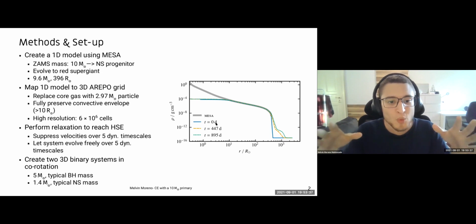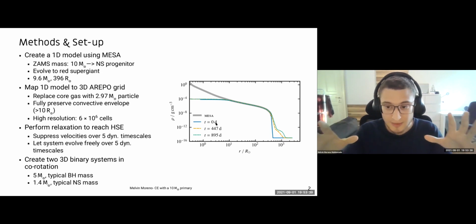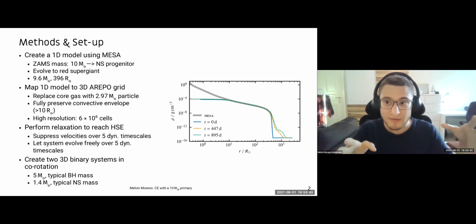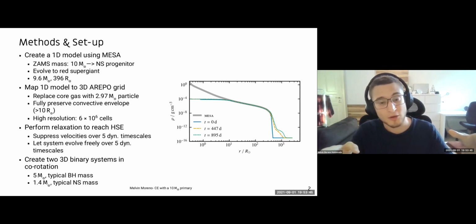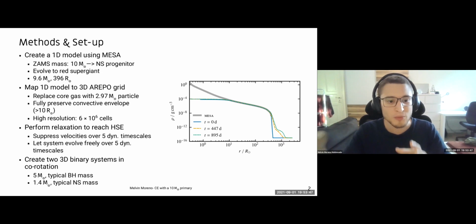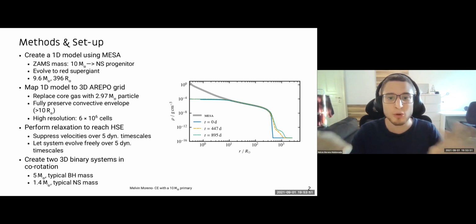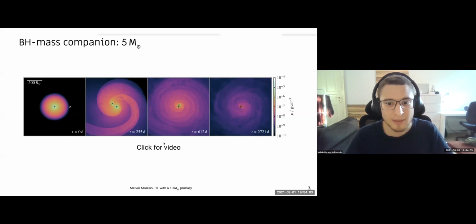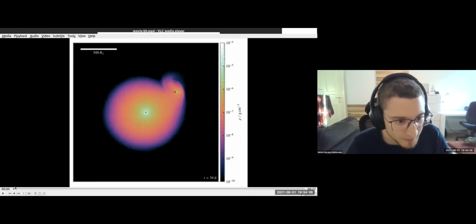And now we take this star and we create 2 binary systems, one with a 5 solar mass companion, which is a typical black hole mass, and another different one with a 1.4 solar mass companion, which is a typical neutron star mass. And these are point particles. They only interact gravitationally with the material. So first, we take this 5 solar mass companion, which is the black hole, and I'm going to show a video which hopefully will work.